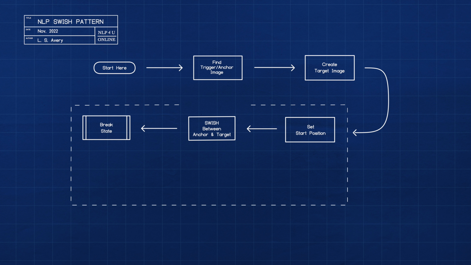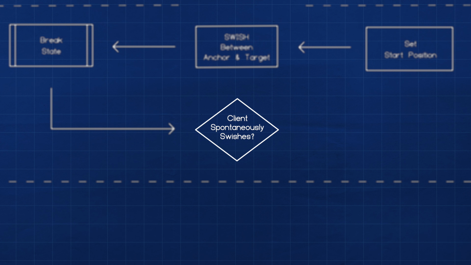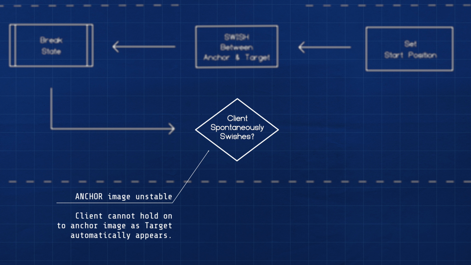Step 7. Check for spontaneous swish. After you've been through the whole swish process a few times, have the client bring up the anchor image and see if they go through the swish process without your intervention. You might find that the client will tell you this without prompting, as they will tell you that they can't hold on to the anchor image. If the swish is not happening spontaneously, keep looping through the process a few more times, occasionally checking, until there is a spontaneous transition from anchor to target.